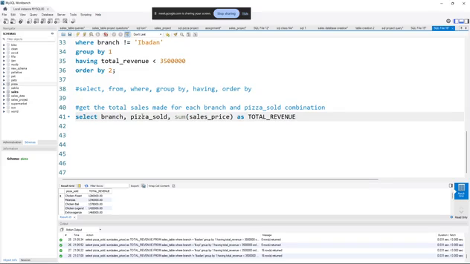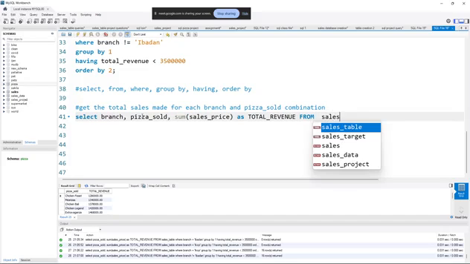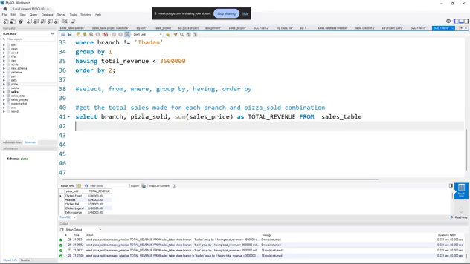Sum of the sales price as total revenue from the sales table, right? So I have this from the sales table. Then I don't have any condition, so I don't need my where clause. If I had a condition, I would have started my where clause. But since there's no condition, I can go on.